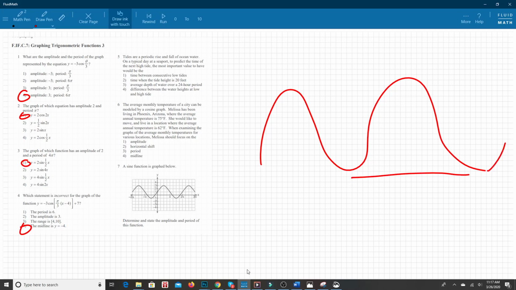In other words, the time when the height is 20 feet, that's the amplitude. The average depth of the water, no. The difference between the highs and the lows, no. So you want to know the periodic waves, the time between the consecutive low tides right here. That is going to be your period, which coincidentally is equal to 1 over the frequency.